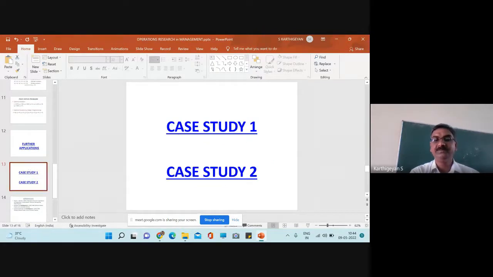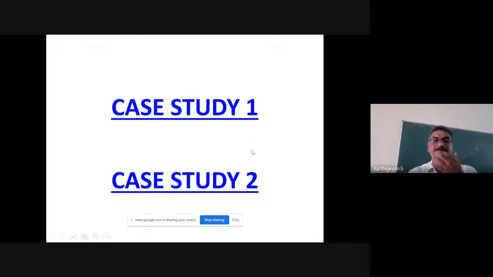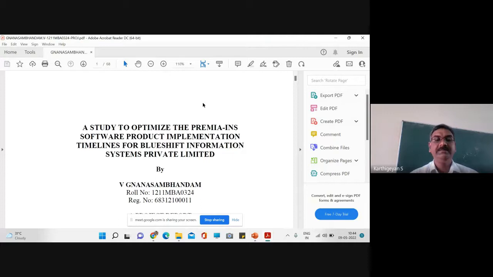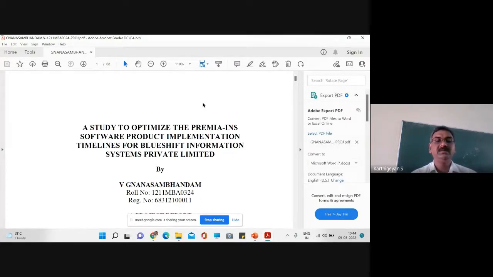Take this case study. The case study, what I'm going to present now, is a case study done by one of my MBA project students from Anna University. Okay, so the title is a study to optimize the software product implementation timelines for the Blue Shift Information Systems Private Limited. So there is a software organization Blue Shift Information Systems Private Limited.